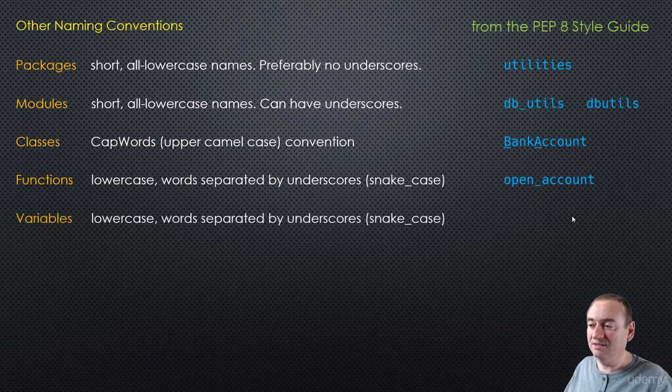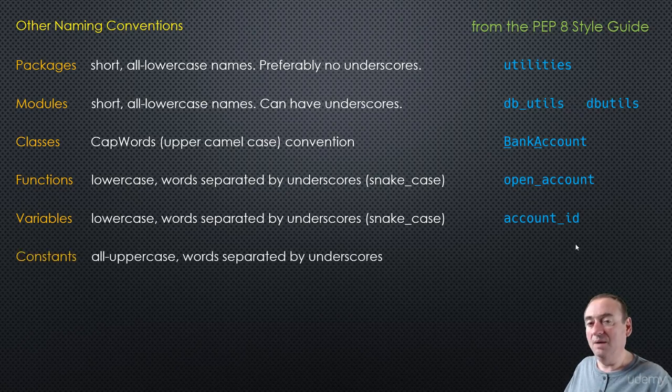Variables should be lowercase, words separated by underscores, snake case, same as functions. So basically we follow the same convention for naming variables as we do for naming functions. So for example, account underscore ID. Constants are all uppercase, and the words are separated by underscores. So for example, minimum annual percentage rate, min underscore APR, would be a valid constant name.